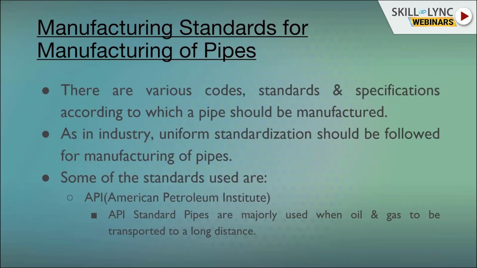Okay, different kinds of manufacturing standards, because standardization is required for a pipe to be manufactured. So a uniform standard is required. For example, API pipe is required majorly in the oil and gas sector. It is particularly used where a high pressure and high temperature rating is needed. API is the American Petroleum Institute, and its pipes are majorly used where oil and gas are to be transported over long distances. Okay, next slide, please.